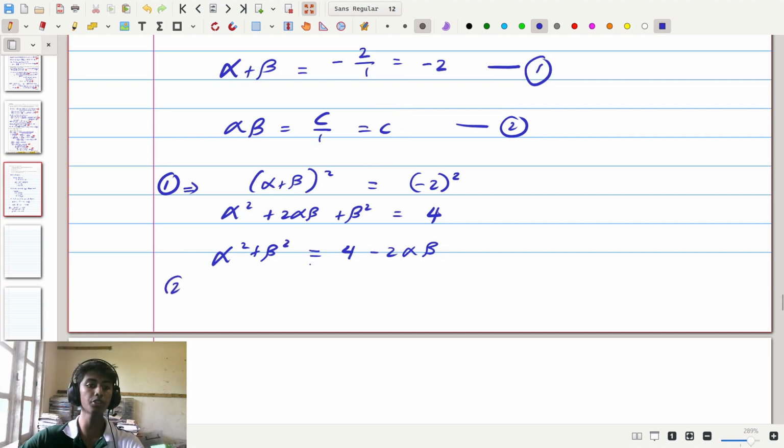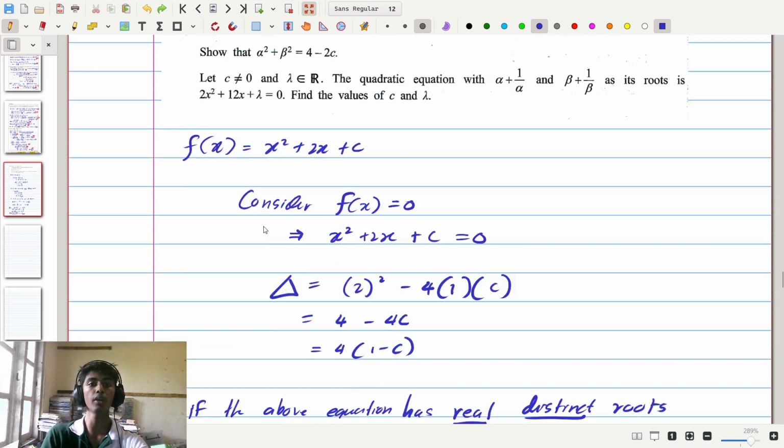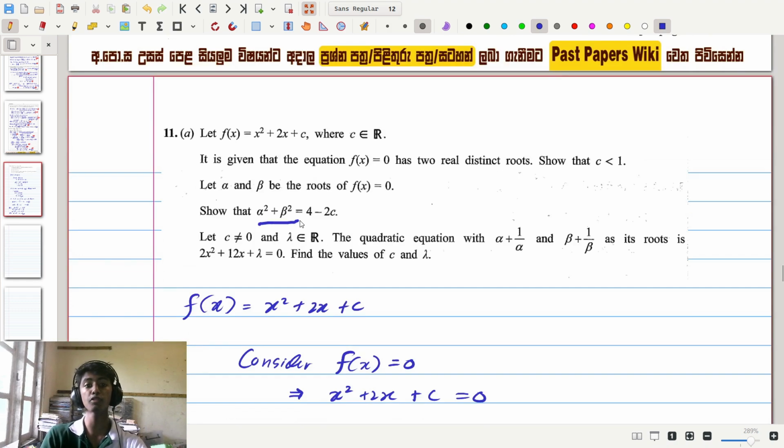And therefore if we take equation 2 and substitute into this expression, we get alpha squared plus beta squared equal to 4 minus 2 times alpha beta, which is c, so minus 2c, and therefore alpha squared plus beta squared equals 4 minus 2c. And with that we have shown the second condition, alpha squared plus beta squared equals 4 minus 2c.